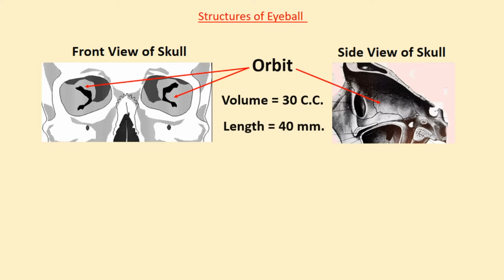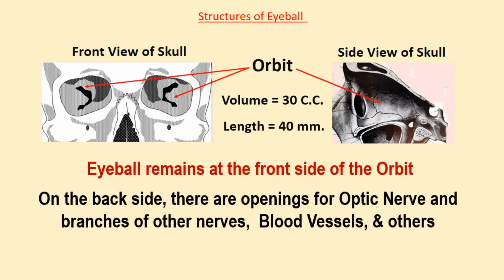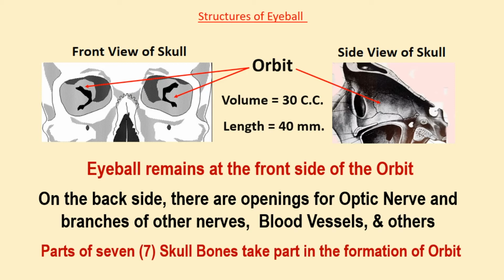The orbit is like a pyramid, having a front open space as its base and an apex at the back. The eyeball remains at the front portion of the orbit. On the back side, there are openings for optic nerve and branches of other nerves, blood vessels, and other tissues. Parts of 7 skull bones take part in the formation of orbit. They are frontal, maxillary, zygomatic, sphenoid, palatine, ethmoid, and lacrimal.